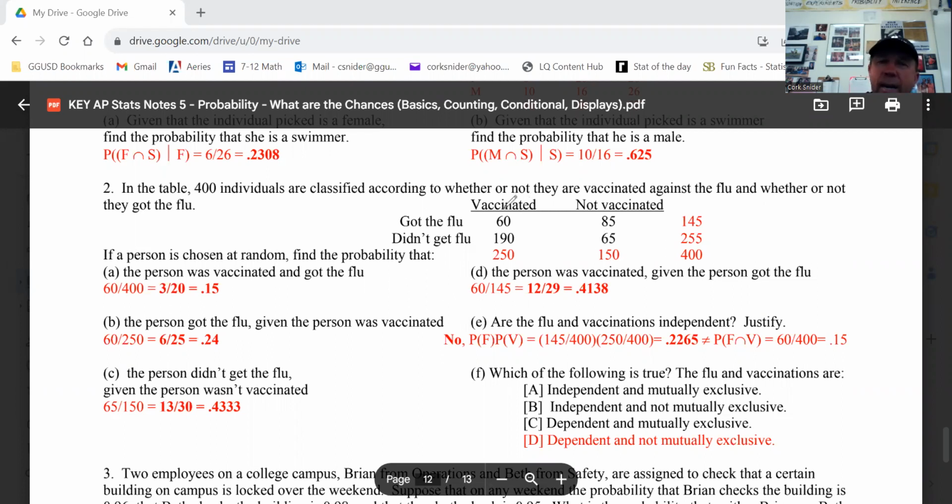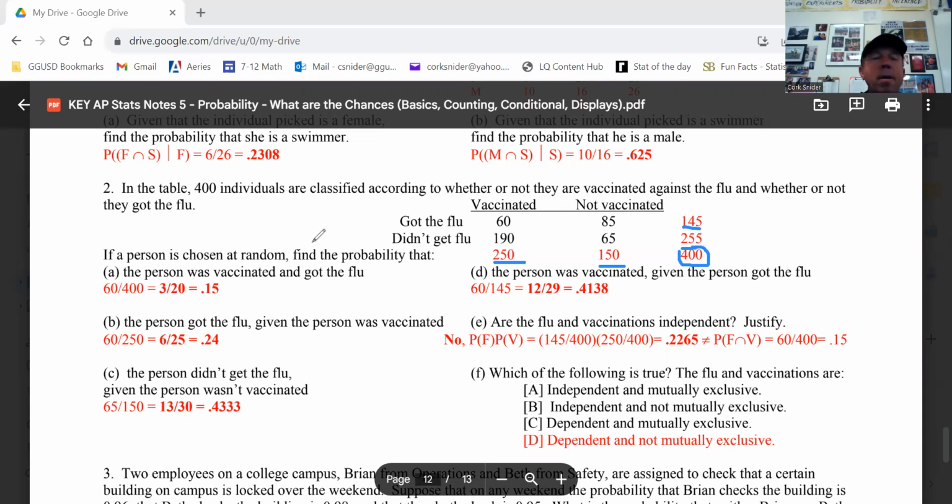So here's vaccinated, got the flu, didn't get the flu. Take a second to familiarize yourself with this. Not vaccinated, and they can still get the flu or not get the flu. Let's make heads or tails of this, okay? I'll underline all of the conditional totals, and then I'll put a box around the table total.